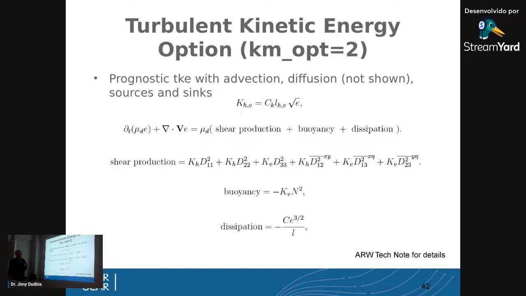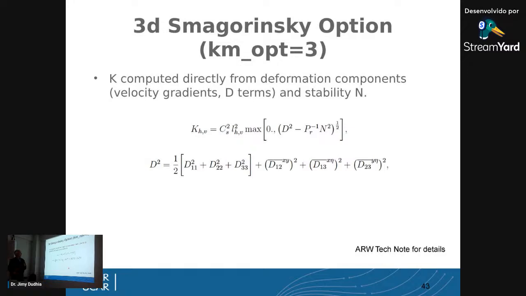The shear production term depends basically on a function of the wind gradients, which are these D terms, deformation terms. And the buoyancy term depends on N squared, the stability, the Brunt-Väisälä frequency. And then there's a dissipation term, which is proportional to the TKE to the 3/2. So K, as I mentioned, is computed directly from the deformation. These are basically horizontal and vertical gradients of the U, V, and W winds.